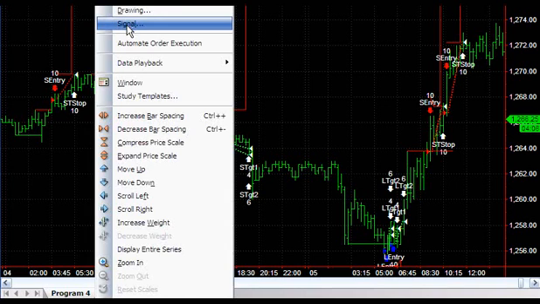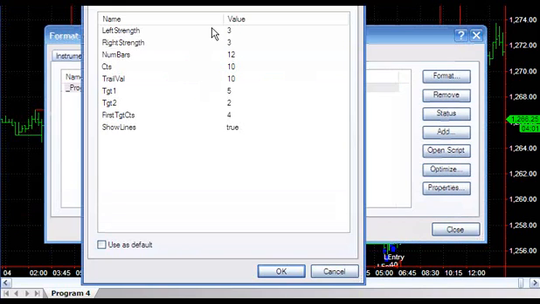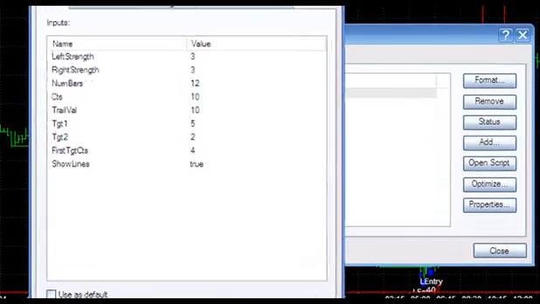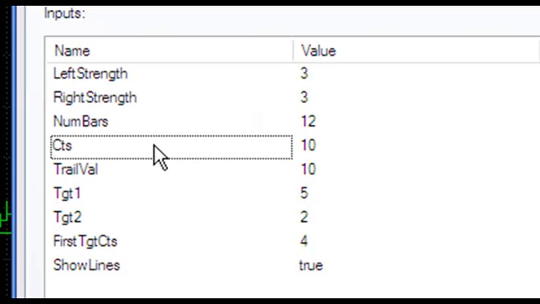So I'm going to click Format, Signal, and then I'm just going to double click on these values here, and we'll go through each of them in turn. Left strength and right strength determine the strength of the initial pivot. Number of bars is the maximum amount that the count can get to for a signal still to be valid. As I mentioned, once the pivot is confirmed, we start counting, and we have to go above for a short trade or below for a long trade the pivot level within this number of bars for the signal to be valid. Contracts is the number of contracts that we're going to buy or sell.